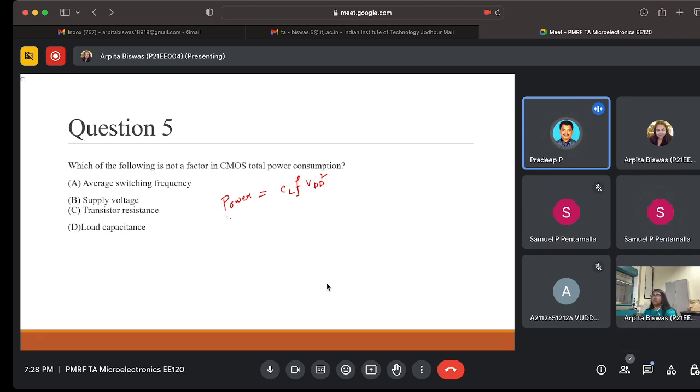So can we write the power dissipation like this, CL into F into VDD square, and there is a switching factor alpha also, which we should write. Okay. So here CL is the load capacitance, and F is the frequency. Which is correct, madam? What is the right answer here?